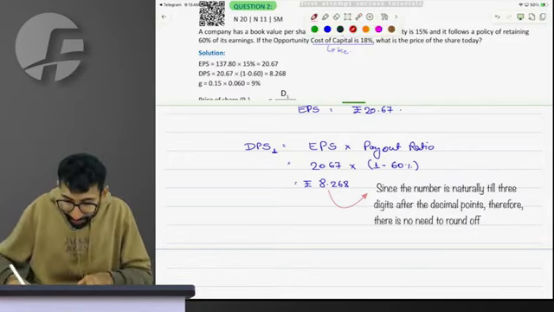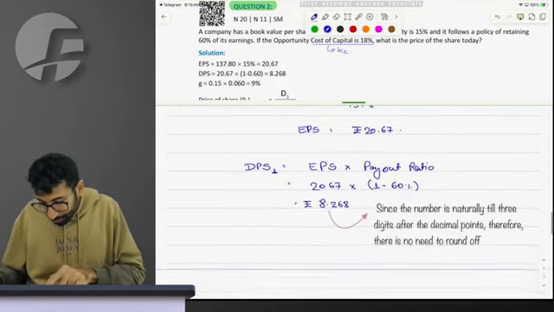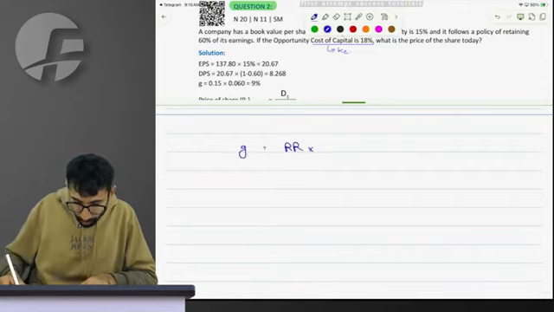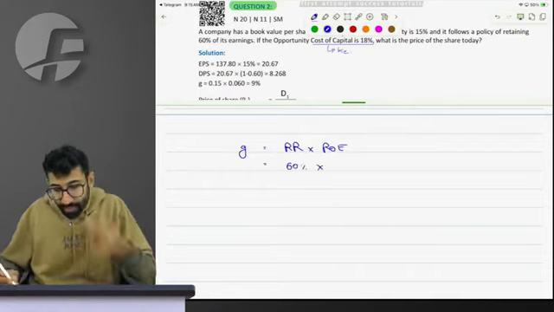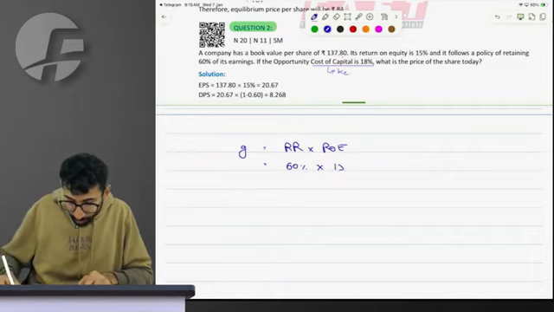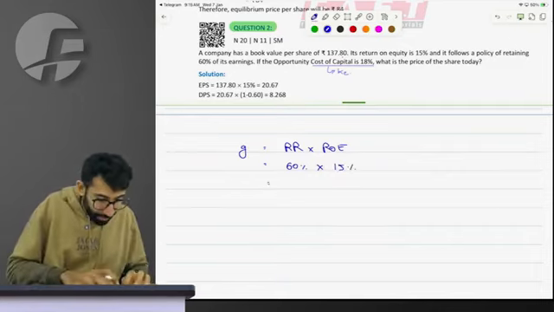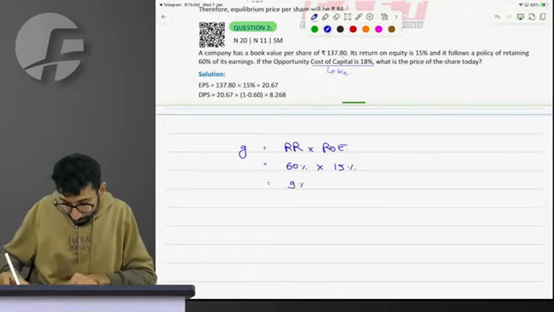So finally, if you have DPS ready, now we need to calculate the growth. Growth is equal to retention ratio multiplied by ROE. Sir, what is my retention ratio? 60%. You retain 60%, and of that, how much do you earn? Sir, 60% on 15% turns out to be 60 multiplied by 15%, which is 9%.